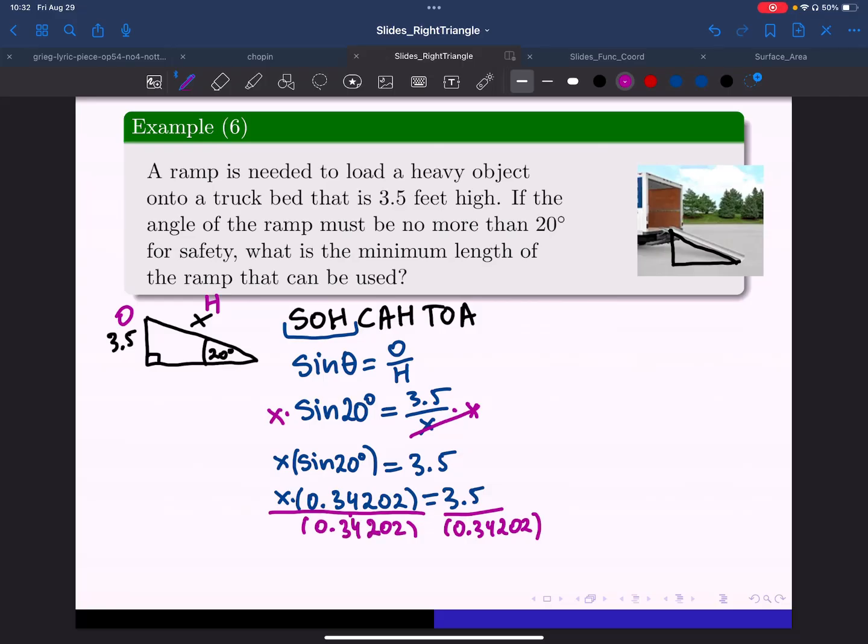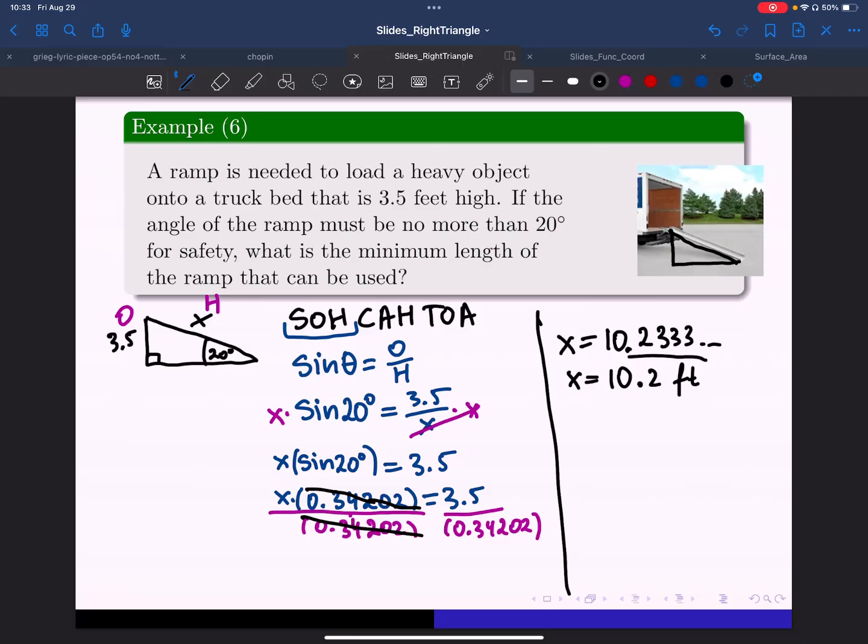So then this part cancels out, and I'm going to get that my x is equal to 10.2333. So my x is equal to 10.2 feet. So the ramp needs to be approximately 10 feet.